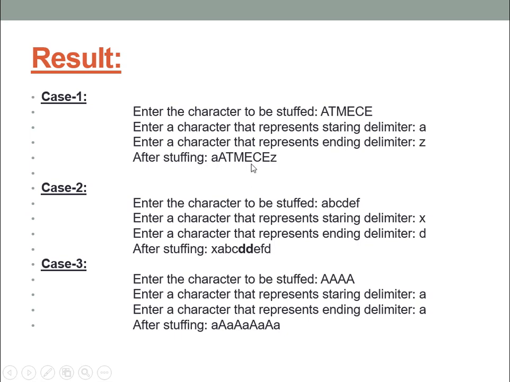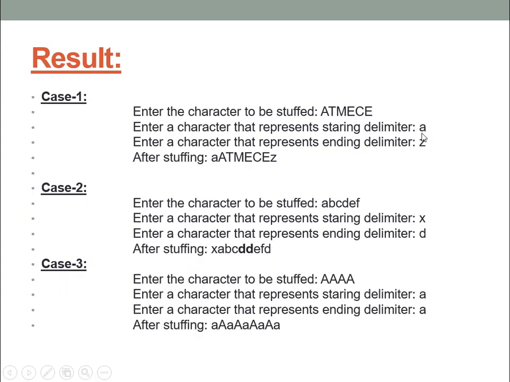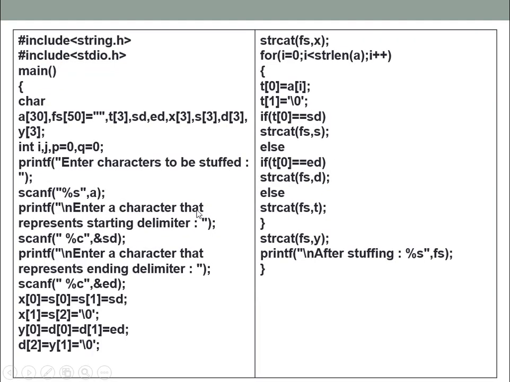So to do that, I need to write a program. We'll come back to the program once again. So write the characters to be stuffed, and those characters have to be stored in a variable called A, and again I need to enter the starting delimiter, which will be stored in a character called SD, and again I need to enter the ending delimiter. So far we have seen that the starting delimiter is A and the ending delimiter is Z. Those values have to be stored in a variable called ED, which will store the ending delimiter value, and next the function starts.